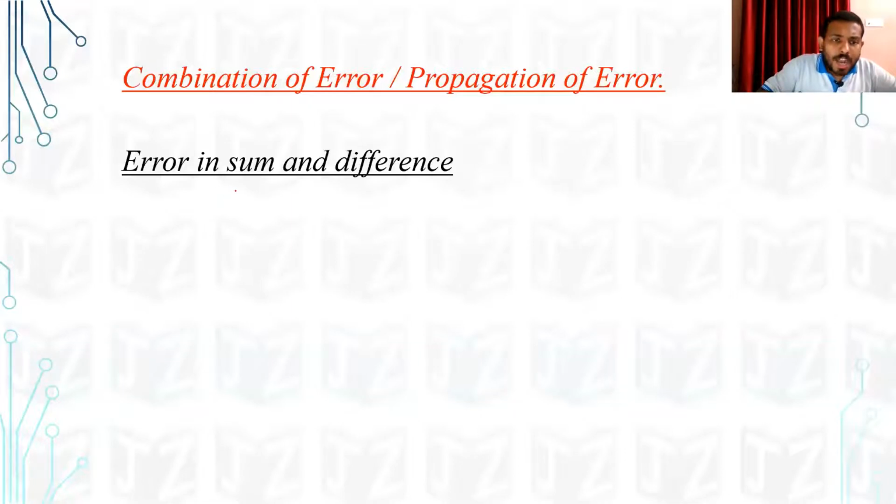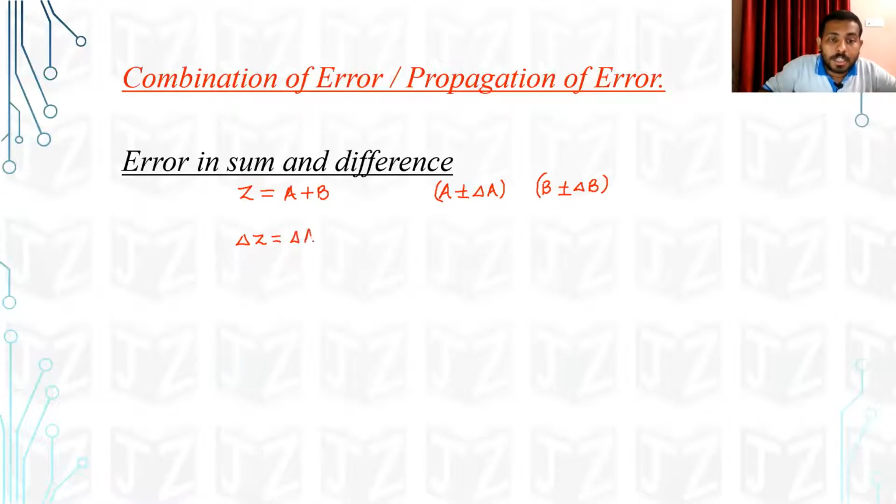Suppose we have a quantity called Z and it is obtained by the sum of two physical quantities A and B. And we know when we measure the values of A, we get the measured value of A as A plus or minus delta A and the measured value of B as B plus or minus delta B. Then there will be some error in the measured value of Z. That error can be calculated as delta Z is equal to delta A plus delta B.